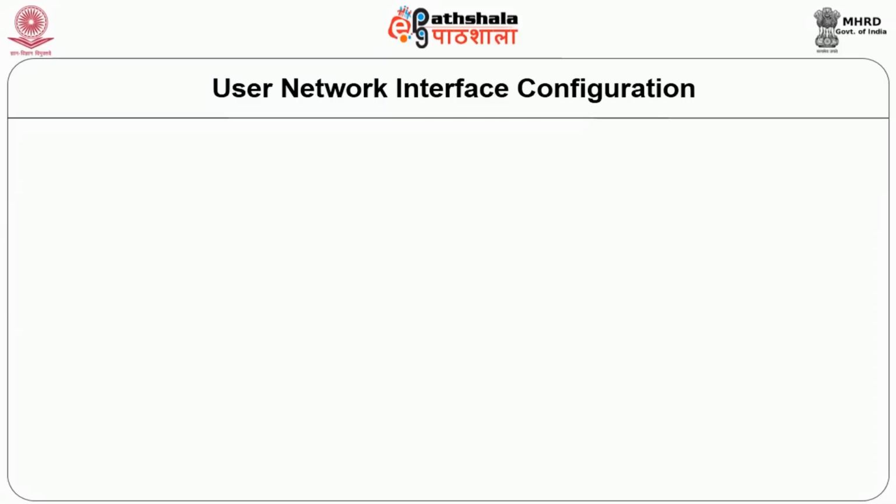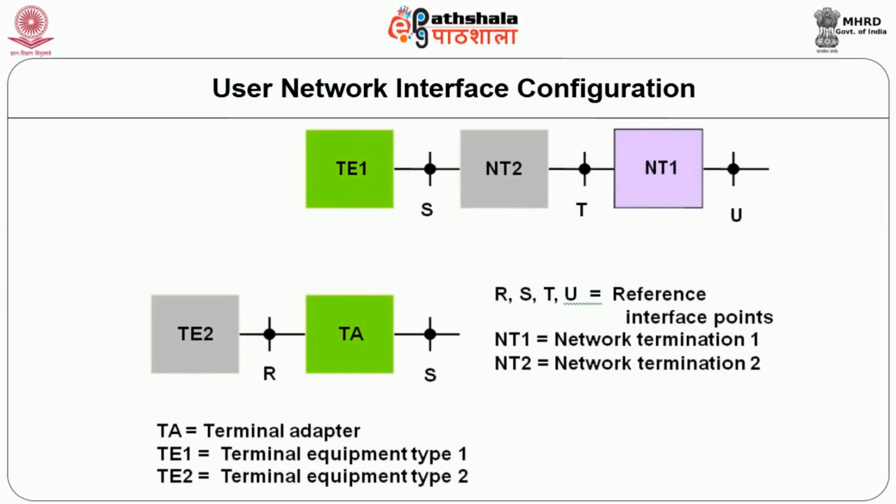Looking at the user end, the terminal equipment TE1 is connected to a network terminal, from there to the next network terminal, and then again to the next. Every network is terminated with the next end where it is to be connected. At the end it will go to another TE. Here you also have a terminal adapter between the endpoints. This is the UNI configuration, generally the user network interface configuration.